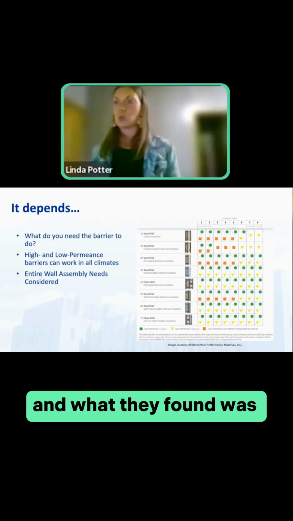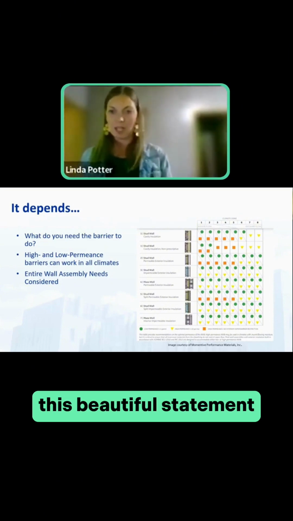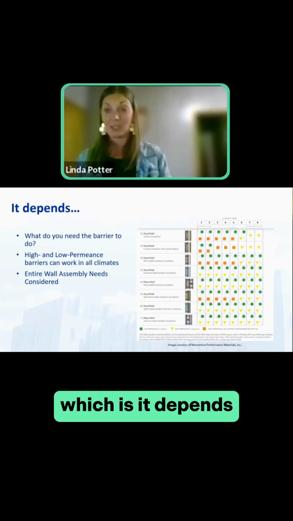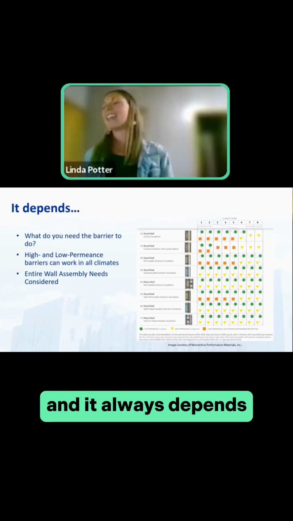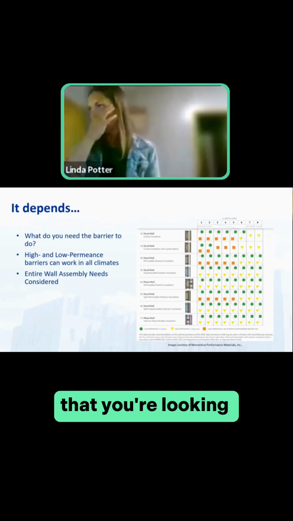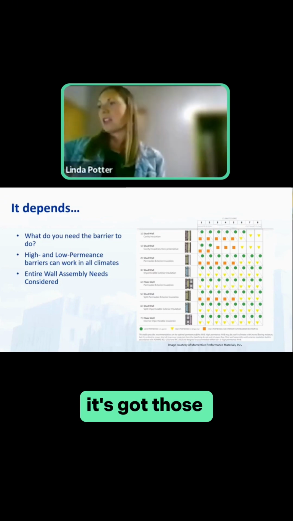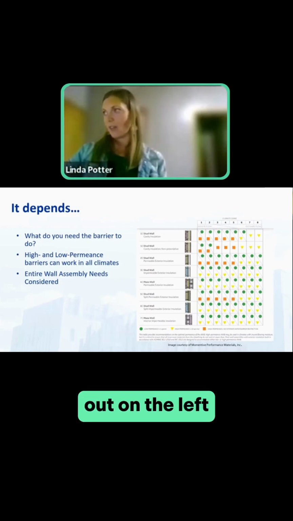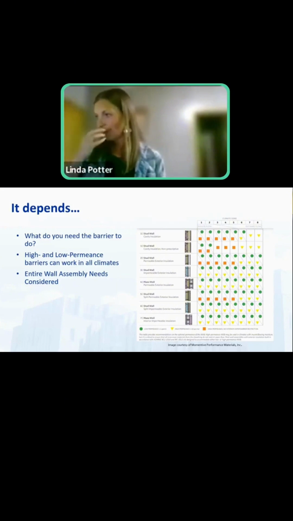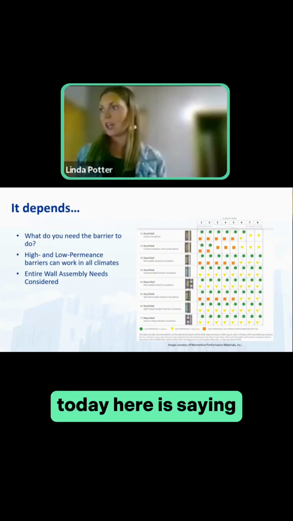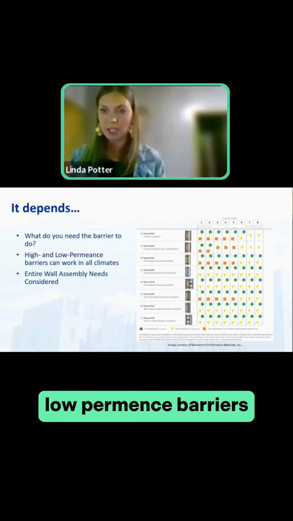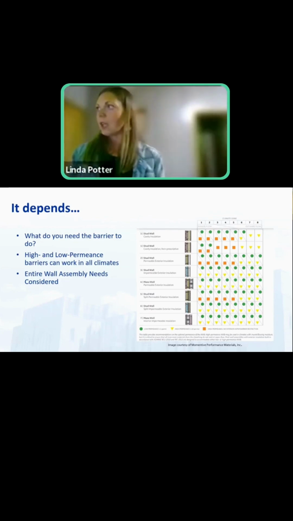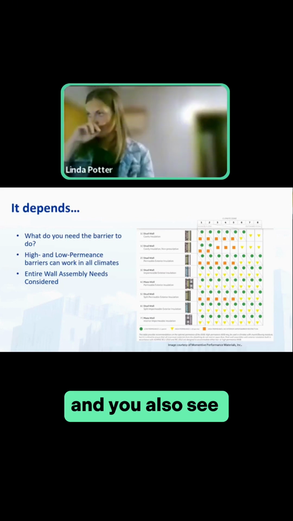And what they found was this beautiful statement that we hear every day, which is it depends. When do you use one or the other? And it always depends. But this chart that you're looking at here, it's got those different walls laid out on the left and the climate zones on the top. And what's important that we look at today here is saying the green dot is when they suggest low permeance barriers. And you also see this dashed line up here.